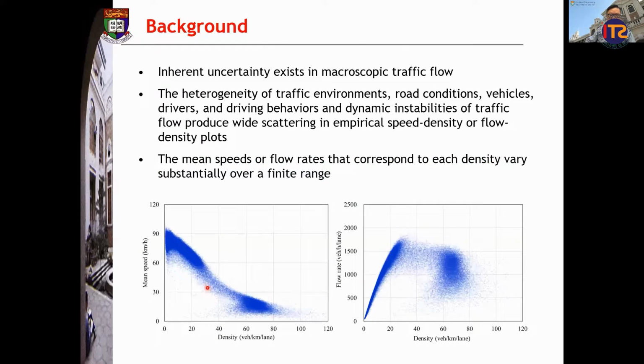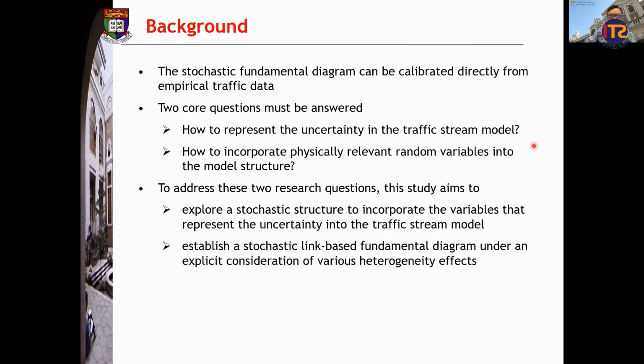However, if one looks at the empirical fundamental diagram of road traffic, you see there's a certain scattering, certainly inherent uncertainty exists in this microscopic traffic flow model. The heterogeneity effect can come from the traffic environment, the road condition, vehicles, drivers, driving behavior, etc. As you can see from the diagram, the mean speed and flow rate actually vary substantially for a given density over a finite range. So the question is how to model this uncertainty, explaining how the data scatter around the mean values, and also how to incorporate physically relevant random variables into the model structure.